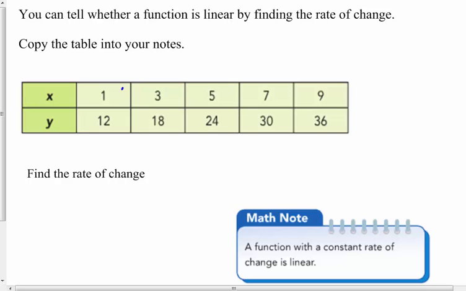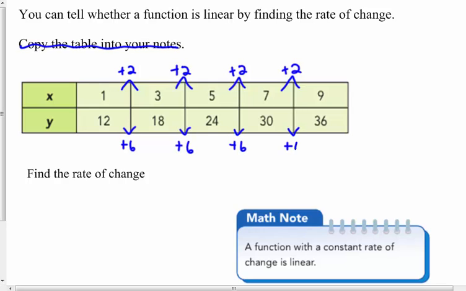The x values, well, these are already in your notes. The x values go up by 2 each time, and it looks like there is a constant rate of change here. The y values go up by 6, up by 6, up by 6. But say, for instance, they didn't go up by 2 and 6. Say this last point was 7 goes to 11, it would go up by 4, and 30 would go to 42, which would go up by 12.